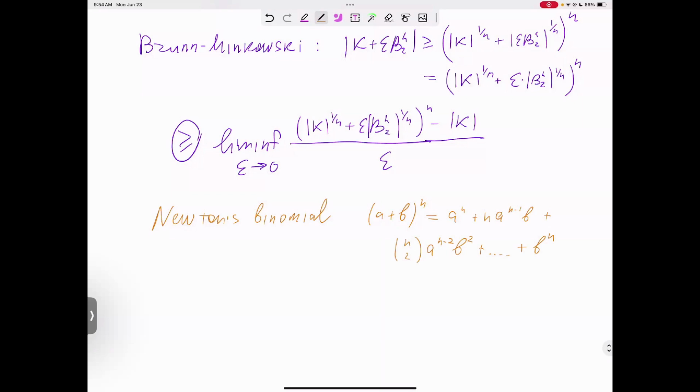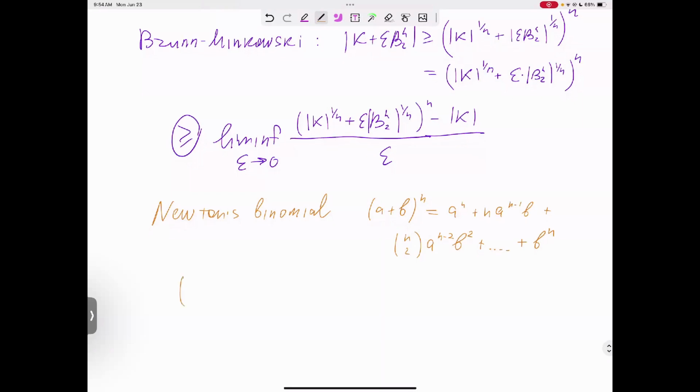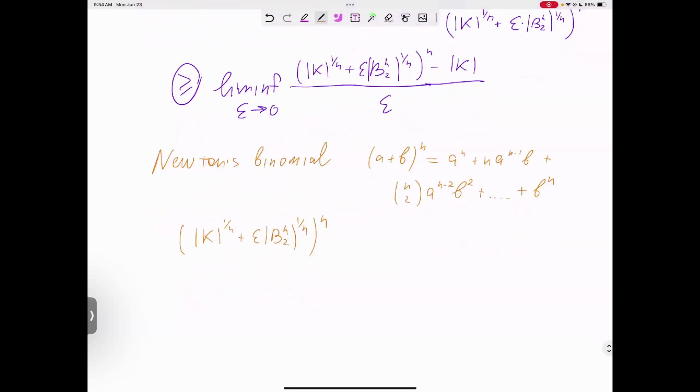So in particular, this means that if I take volume of K to the power 1 over n plus epsilon times the volume of the ball to the power 1 over n, to the power n, it's volume of K plus n times the volume of K to the power (n minus 1) over n times the volume of the ball times epsilon plus n choose 2, this guy to the power (n minus 2) over n, volume of the ball squared epsilon squared plus so on. Right, that's what we get.